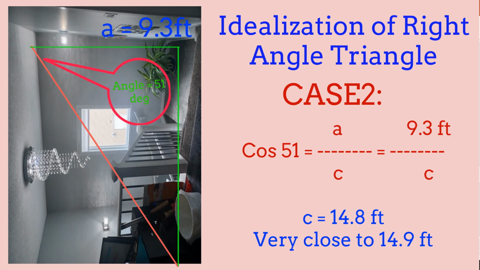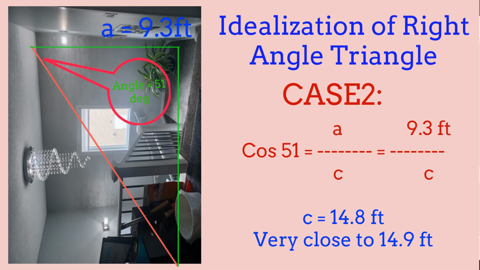Now we're going to cross multiply and bring c to the other side, which makes our equation look like 0.63 times c equals 9.3 foot. Now we want to isolate our variable c. To do that, we need to put 0.63 to the other side. Right now it's multiplication, so it's going to be divided on the other side. So c is equal to 9.3 feet over 0.63. Now if we divide 9.3 by 0.63, we get 14.76. If we round it up, we get 14.8.